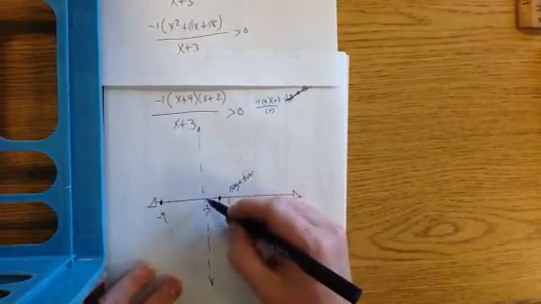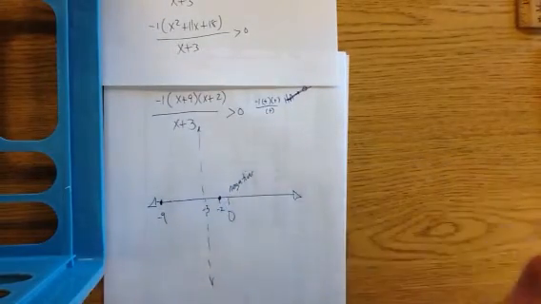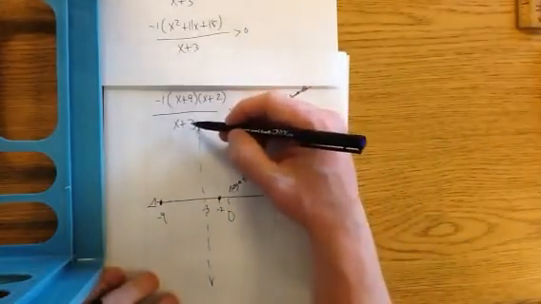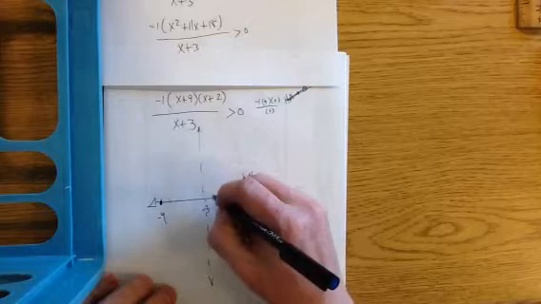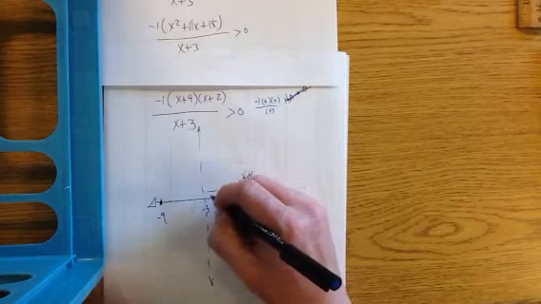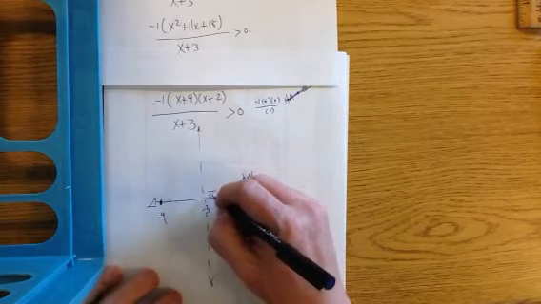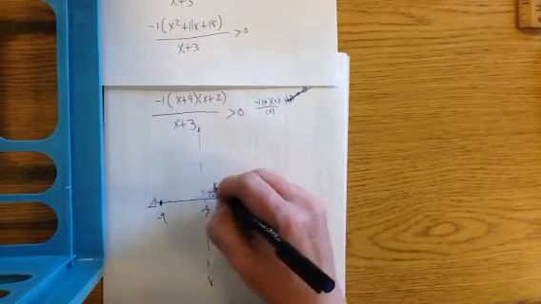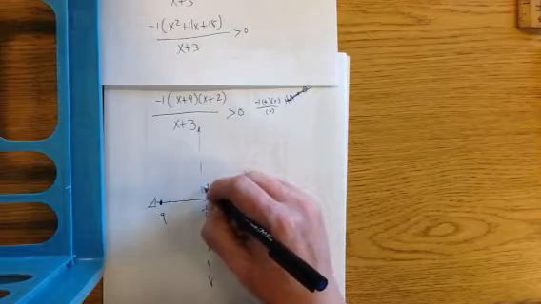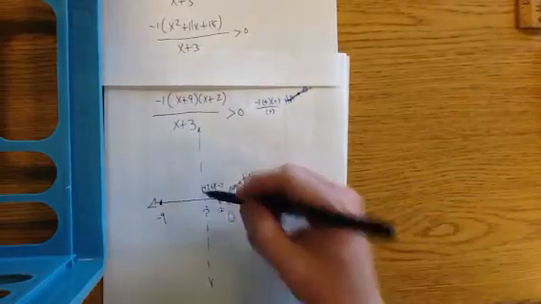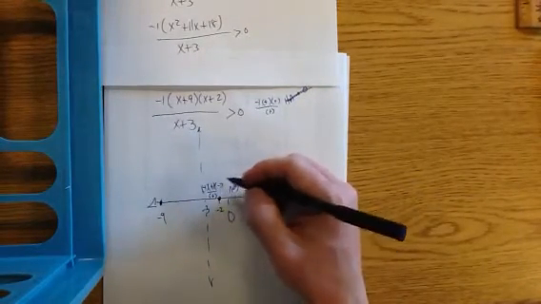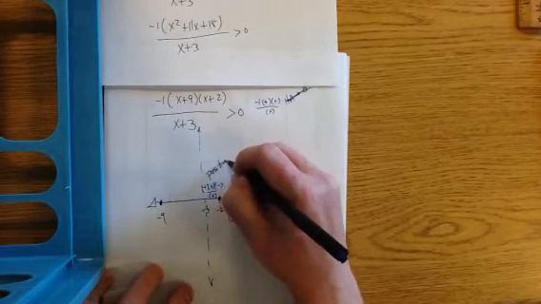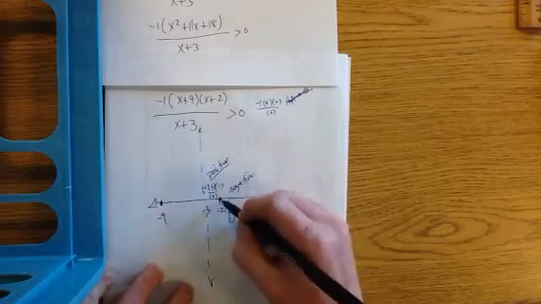And then between negative 3 and negative 2, let's take negative 2.5. Negative 2.5 is going to give me a negative, a positive, and then I've got my negative 1. So negative times negative is a positive, positive over positive. We're looking at, wouldn't you know it, a positive. There's supposed to be, because you have a 0 there.